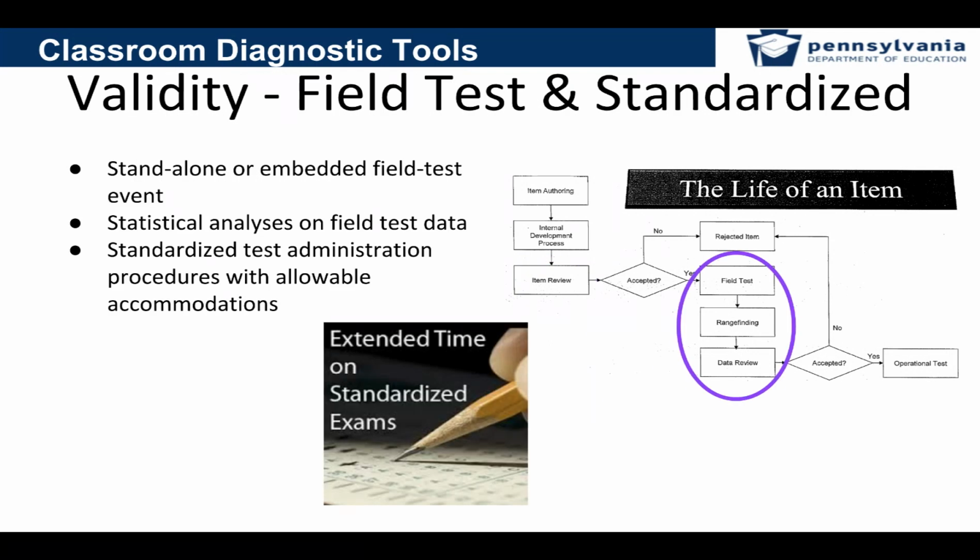Also, in the check for validity, there is a standardization process as well as field testing. So standardization includes this life of the item field chart. After the item review committee has approved the item, it goes on to field testing, and they look to see how that item performs in field testing. Range finding is conducted to look at the data on how students performed on that, and they review the data and make another decision. Do we keep this item or does it get rejected?